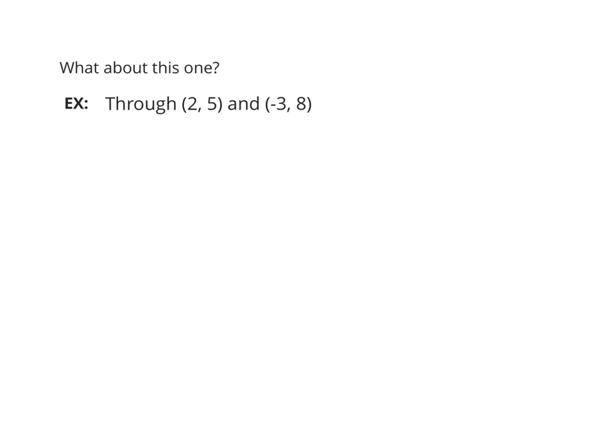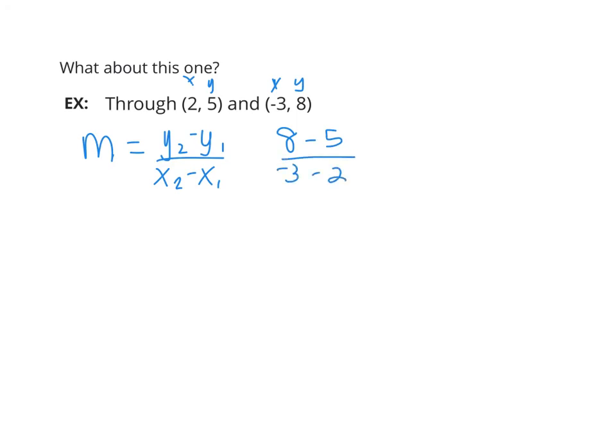Okay. Do we remember how to find slope? Do we remember that slope that we did last block day is y2 minus y1 over x2 minus x1? Does it matter which one's y2 and y1? No. All that matters is that I keep it consistent. So if I call this x, y, and this x, y, I'm going to go and find my slope. I'm going to do 8 minus 5 over negative 3 minus 2. And that's going to give me 3 over negative 5. So I know my slope is 3 over negative 5.